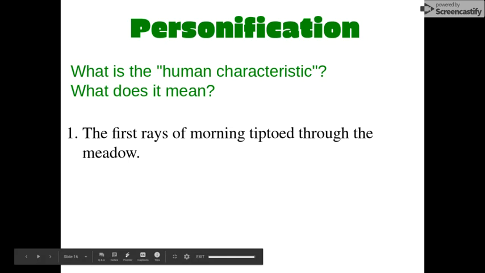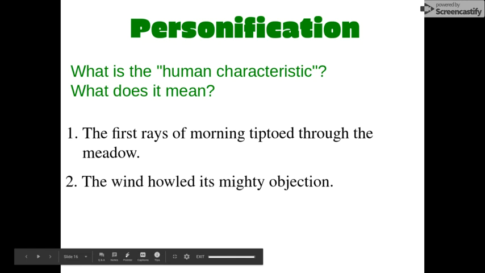So I want to show you a couple examples. If I said the first rays of morning tiptoed through the meadow, okay, look for the human characteristic, and that is the morning is tiptoeing through the meadow, okay? But we actually just mean, the sunshine is just moving through slowly. It might look like it's tiptoeing, but it's just a creative way of saying it. It's personification.